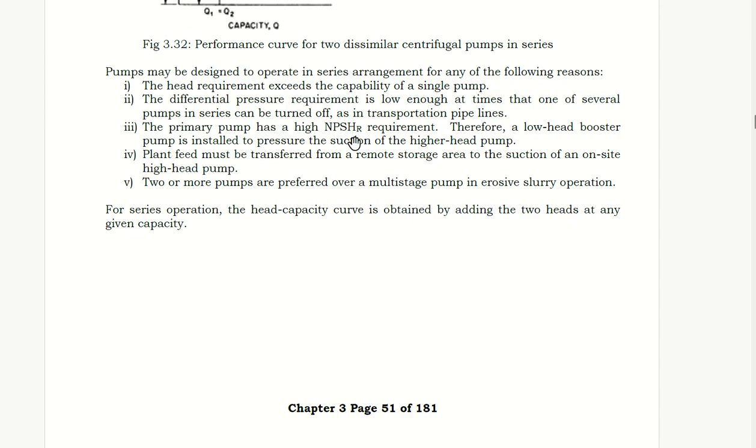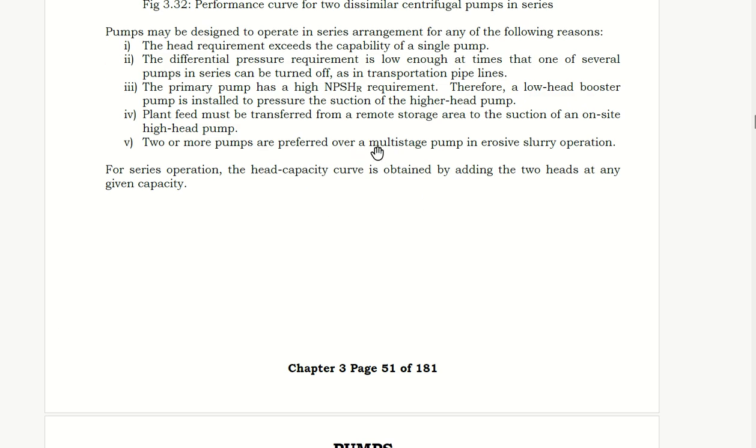Plant feed. So basically, the primary pump has a high NPSHR requirement. So what happens is that you keep this pump before the second pump, and the first pump boosts the NPSHA so that it is above the NPSHR required for the second pump. Two or more pumps are preferred over a multiple stage pump for erosive slurry operation. So I don't want to damage a single pump, so they provide two or more pumps.